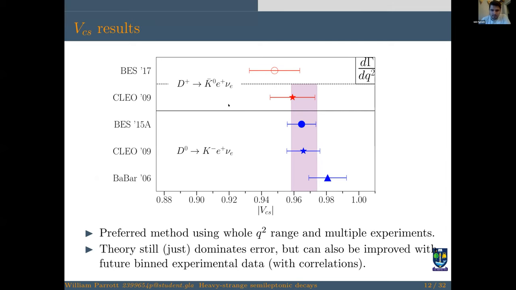And we've been able to access, in this case, two different channels. So the two different charges on the mesons, but both decay to electrons. This is our preferred method for doing the determination because it includes the binned data across the full Q squared range.